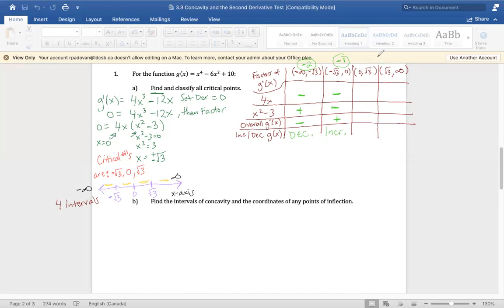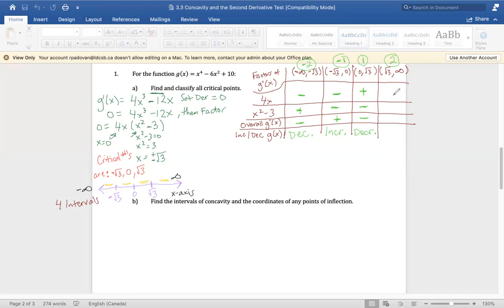Between 0 and square root of 3, 1.73, let's just pick a positive 1. Now 4 times 1 is positive 4. I have a positive there. 1 squared is 1. 1 minus 3 would be a negative. Positive multiplied by a negative is a negative. So overall, I am decreasing. And then between 1.73 and infinity, again, you could pick any number, 2 or bigger.